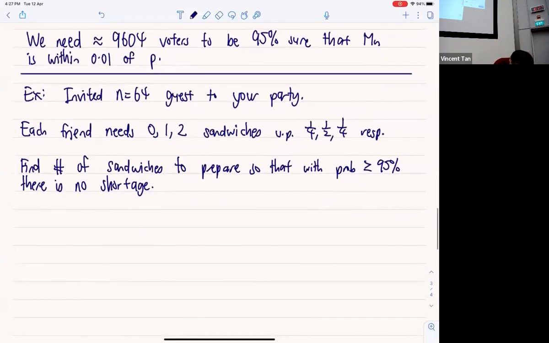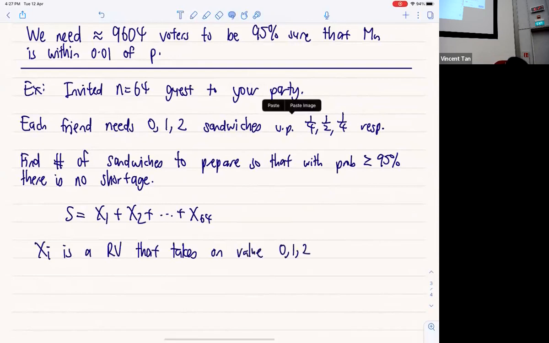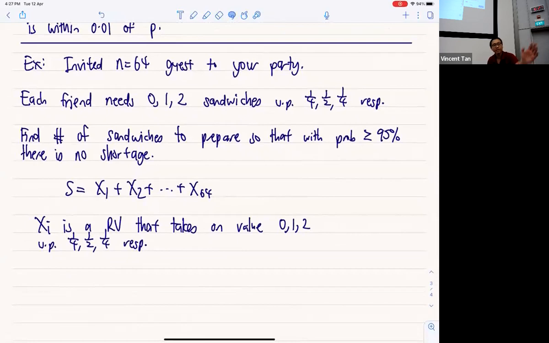Okay, so consider the random variable S equals X1 plus X2 plus ... plus X64, where each Xi is a random variable that takes on the value 0, 1, 2 with probability quarter, half, quarter respectively. So that is a logical way to set up the problem. Everybody is a random variable and it can take on value 0, 1, 2 respectively.